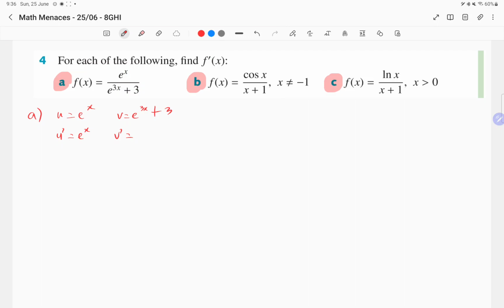They times x top and bottom to get rid of the fraction, but I think that is an optional step. But yeah, try it. Just times x top and bottom.